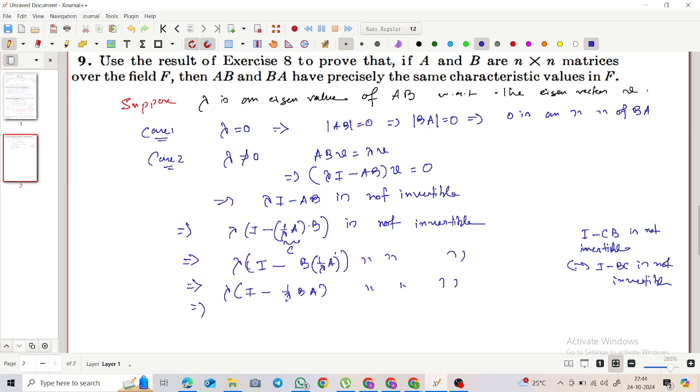So if you take 1 by lambda outside again, by multiplying we get lambda I minus BA is not invertible. It means lambda is an eigenvalue of BA.